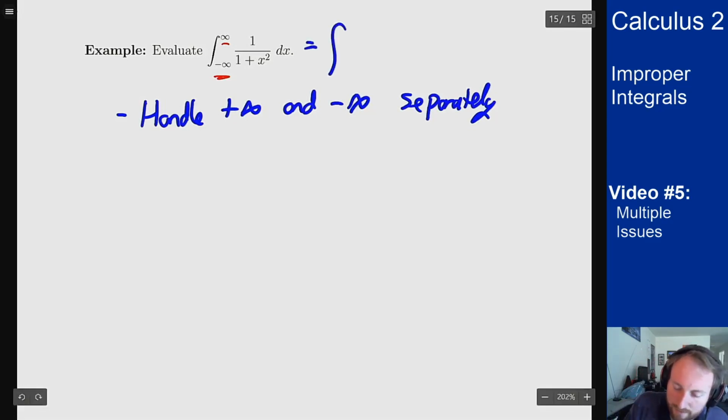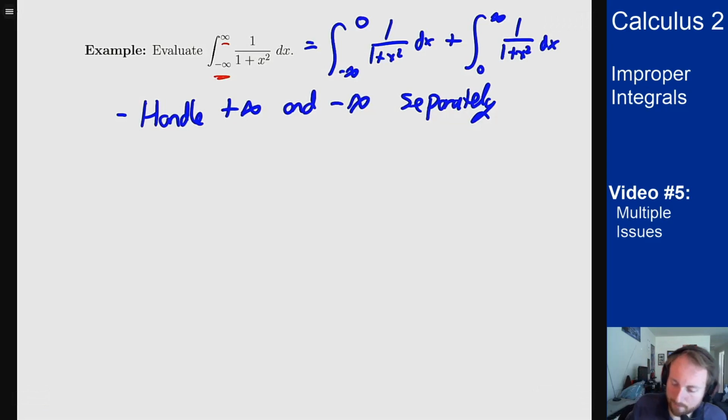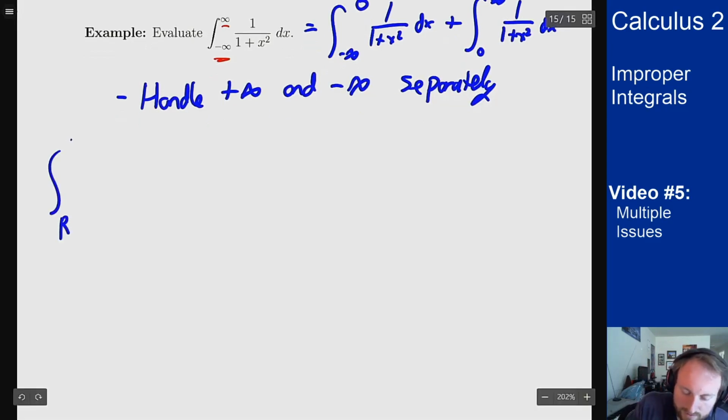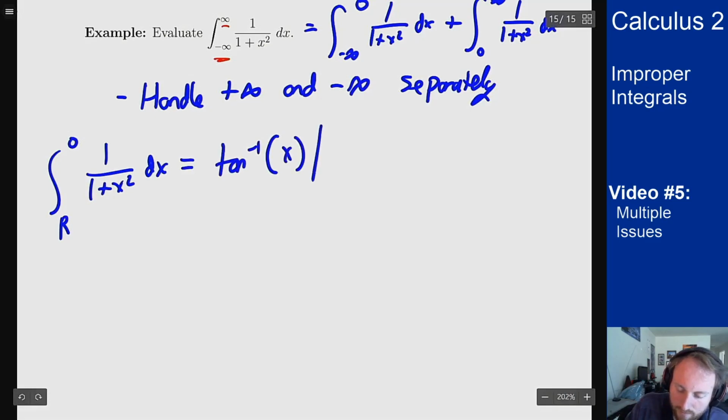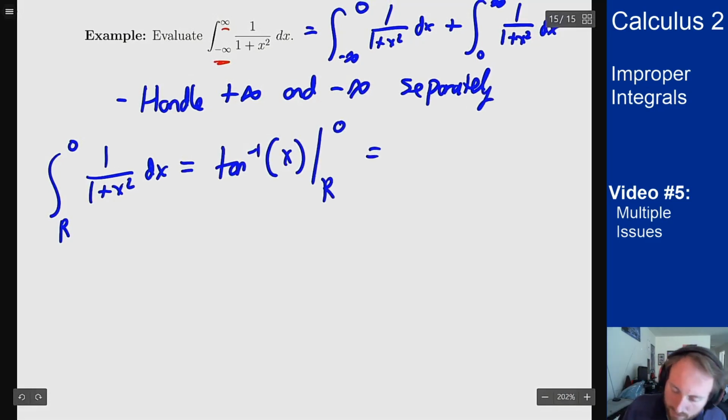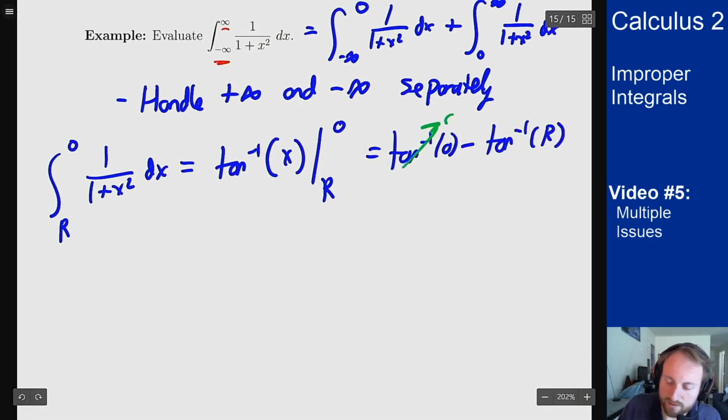This becomes the integral from minus infinity up to 0 of 1 over 1 plus x squared dx, plus the integral from 0 to infinity of the same thing. Now let's handle these separately. The integral from r up to 0 of 1 over 1 plus x squared dx is arctangent, inverse tangent of x from r to 0. And this is inverse tangent of 0 minus inverse tangent of r. Inverse tangent of 0 is 0, so that's gone.